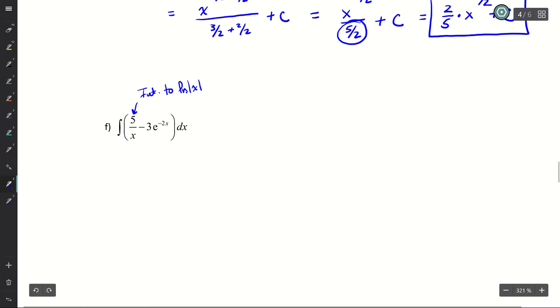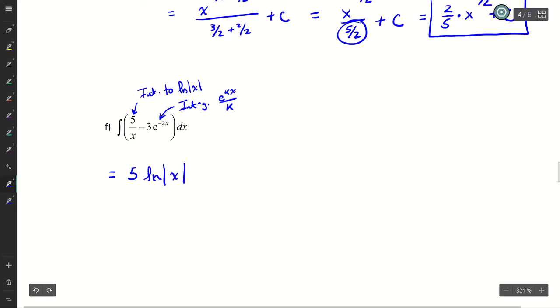The 5 is going to be a constant on that. On this one, I'm going to say it's going to integrate to a e to the kx over k type of problem. So I'm needing to think about two different rules within this one problem. All right, so for the first one, the 5 is just a constant, so I'm going to leave the 5, and then the 1 over x is going to integrate to natural log of absolute value of x.